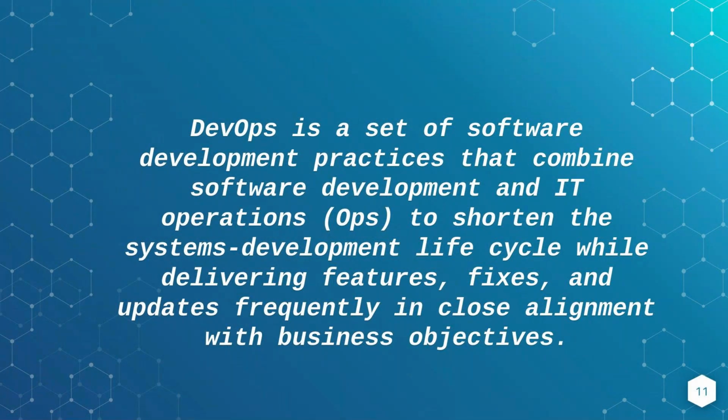DevOps is a set of software development practices that combine software development and IT operations to shorten the system's development lifecycle while delivering features, fixes, and updates frequently in close alignment with business objectives. What does that mean? It's a set of practices that software development teams follow to make sure your software is released faster to the market, and not only the initial release, but any new features you add or any bug fixes you have to do.